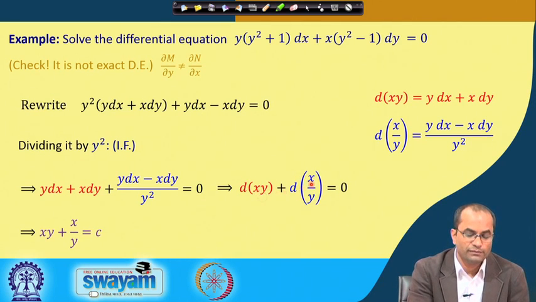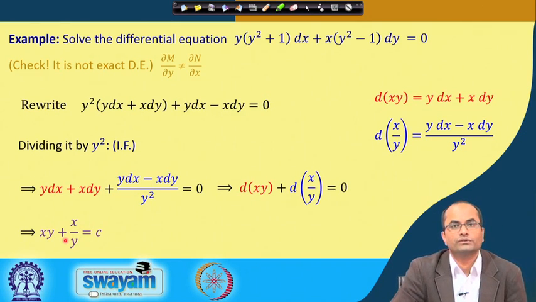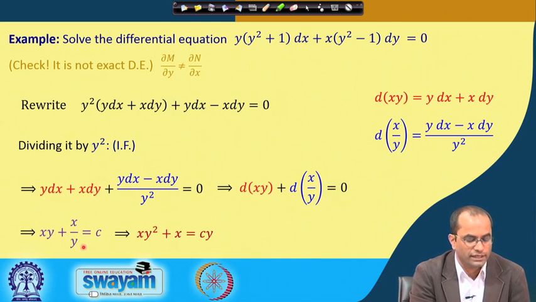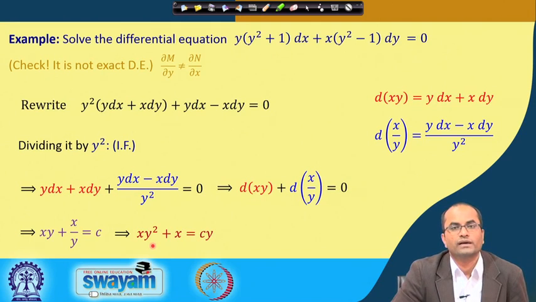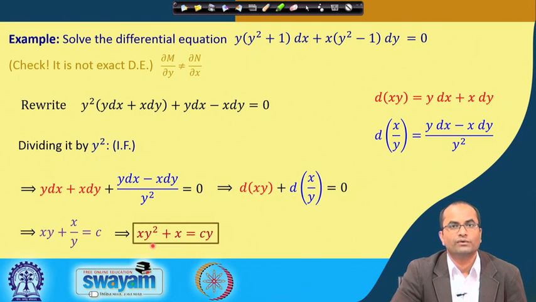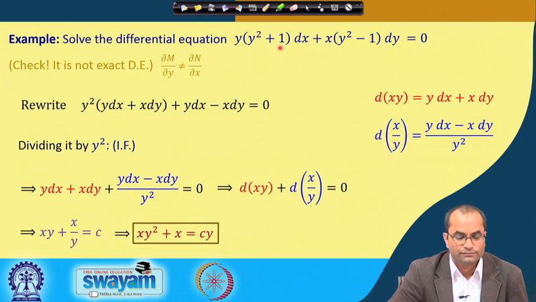So, here xy plus x over y is our f, whose differential is this one, and it is equal to some constant. So, this is the solution of the differential equation. Again, we can multiply by y to see this form: x y squared plus x equals c y. So, this is the solution of the given differential equation.